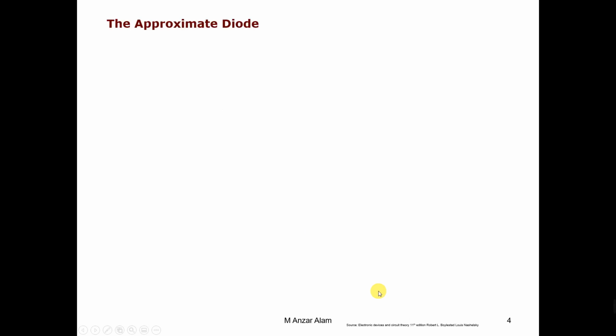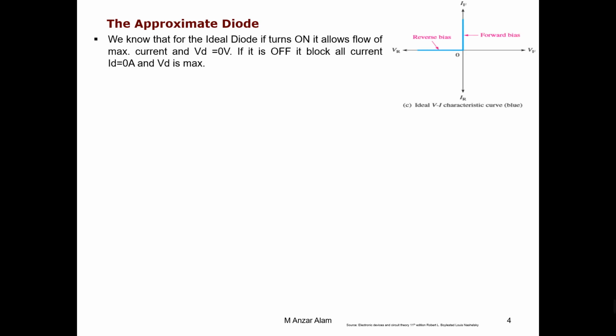Hope you understand. Now it is time to understand the approximate diode model. For the approximate diode model, we are in continuation with the ideal diode model. We know that for the ideal diode, if it turns on, it allows flow of maximum current, and Vd is equal to 0 volt. If it is off, it blocks all current, and Id is equal to 0. So on period maximum current, off period current is 0.